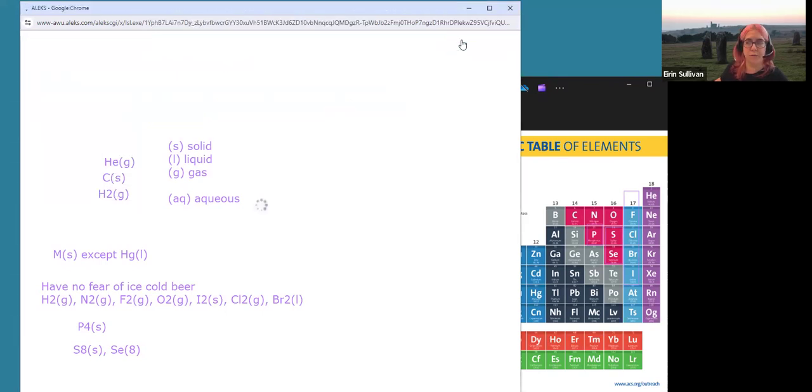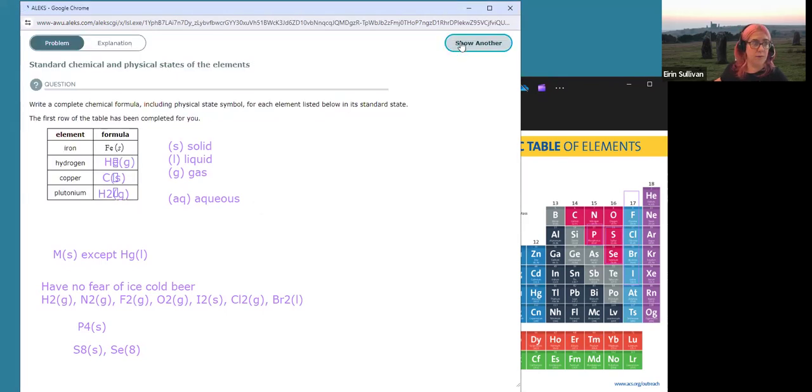Okay. I do believe phosphorus and sulfur do come up sometimes. So I'm just going to have a quick go, see if I can find them. Oh, there's phosphorus right there. Where's my eraser? So phosphorus would be P subscript 4 solid. Okay, so sorry to be the bearer of bad news, but sometimes you just got to learn stuff.